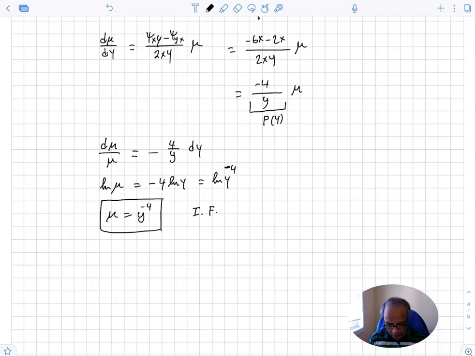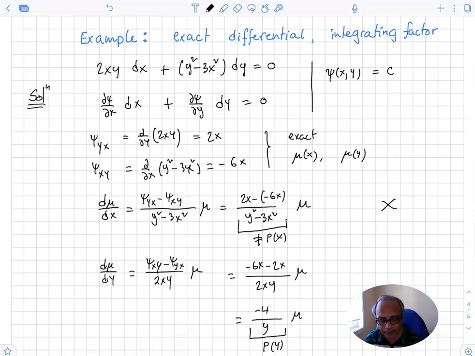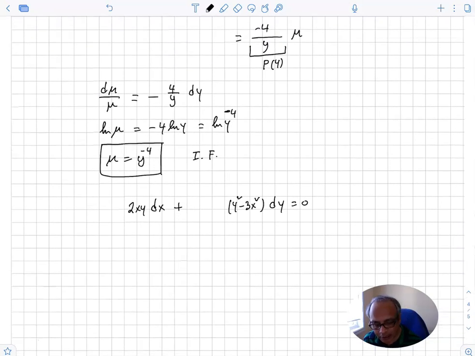So what you do next is you take your differential equation 2xy dx plus y square minus 3x square dy equals 0. Is this what we have? Yes. And multiply this by y to the power minus 4, which is your integrating factor.